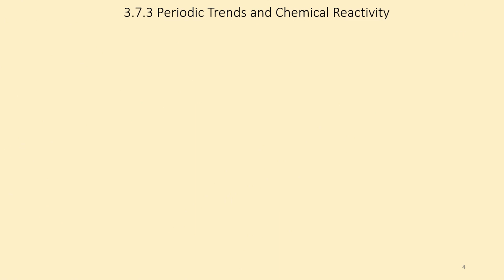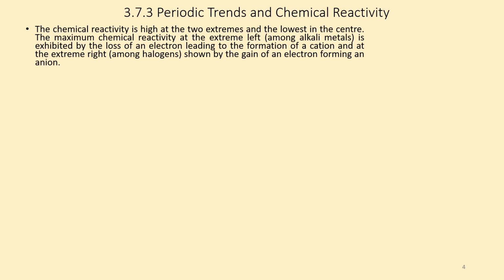Periodic trends and chemical reactivity. The chemical reactivity is high at two extremes and lowest in the center. In the periodic table, if you observe, the chemical reactivity is high at the two extremes of the table and the lowest in the center.